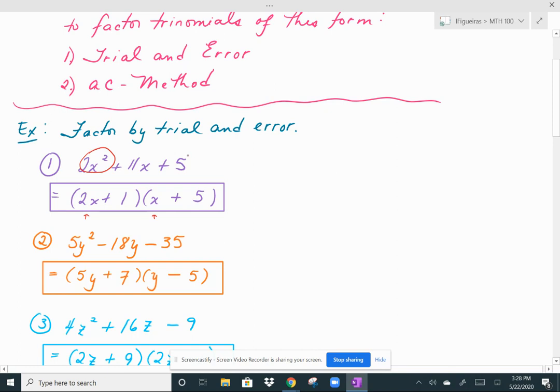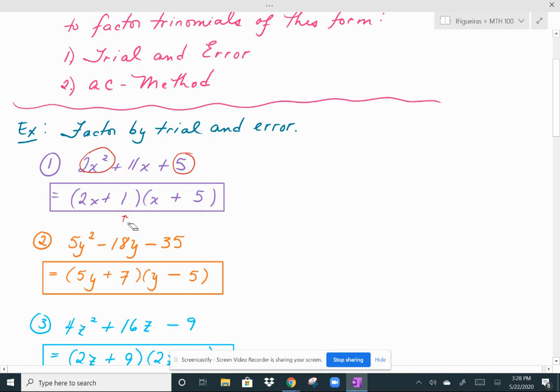Then you need to look at your last term. Your last term is 5. You get that last term by multiplying the numbers in the position that we call last with FOIL. So your options are 1 and 5 or 5 and 1. So I put a 1 here and a 5 here.